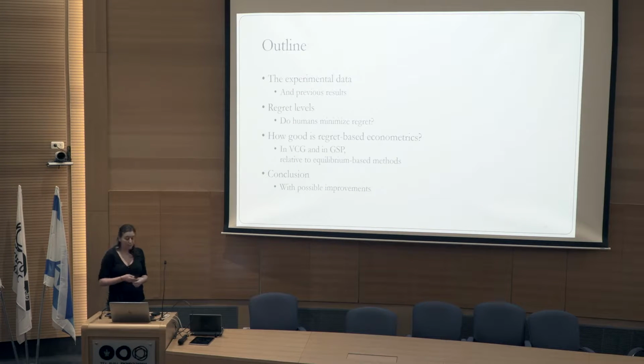All right, so I'll start with describing the experimental data that we're going to use, and we'll mention a few of the previous results that are related to the current modeling question. And then we will ask two questions. The first question is whether it seems to be correct that human bidders really minimize their regret in the repeated game. And the second question is, how good is a regret-based econometrics relative to the equilibrium-based methods?